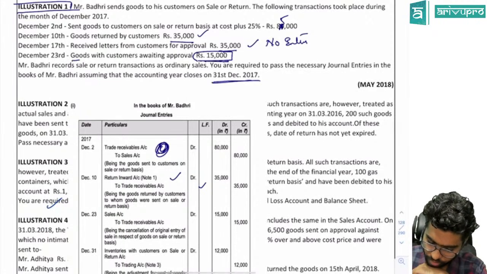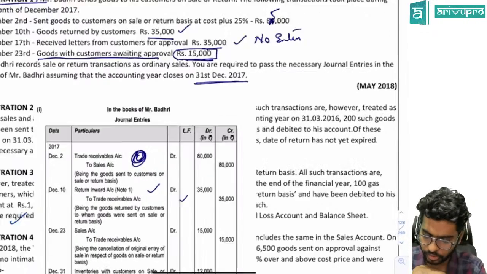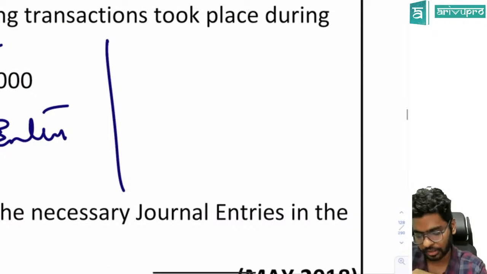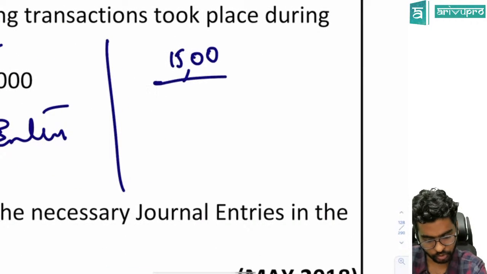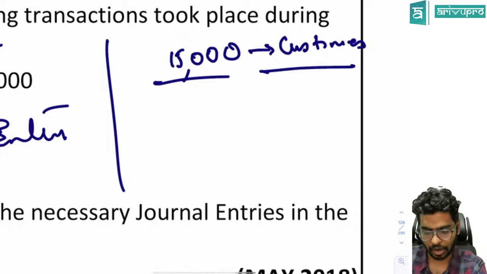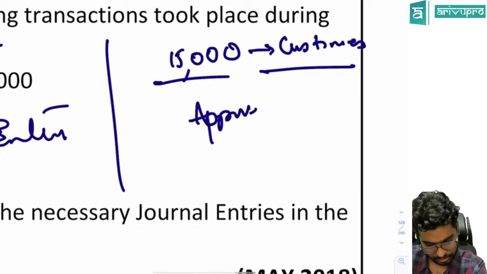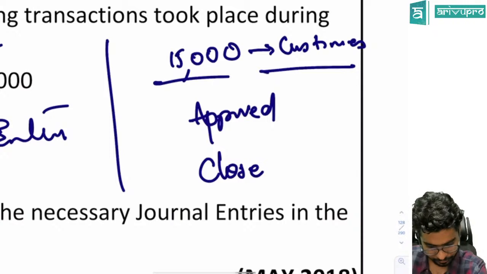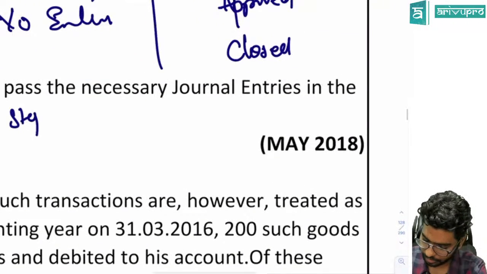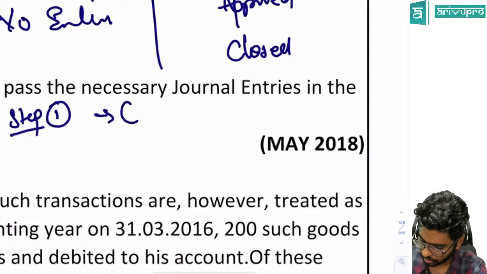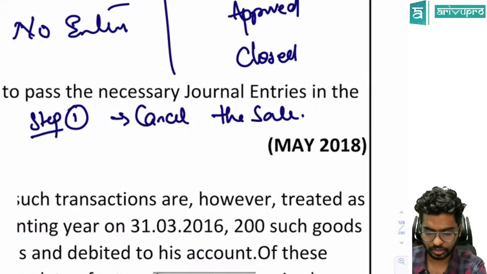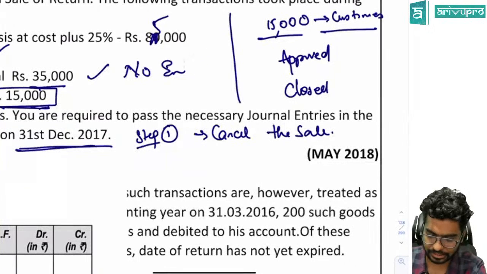Now, goods with customers awaiting approval. What is happening, guys? This is the only part. Look into it. There is 15,000 worth of goods with the customer. He has not approved it, and the year has closed. Now, in this case, what do you do? Step 1, you cancel the sale.